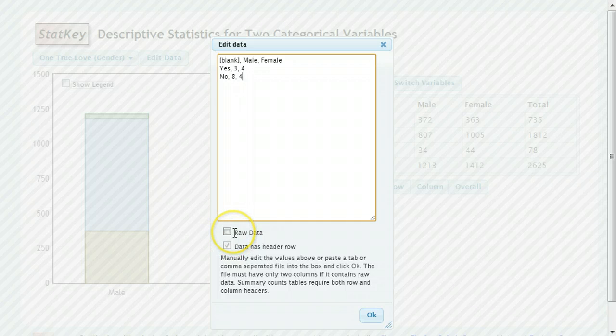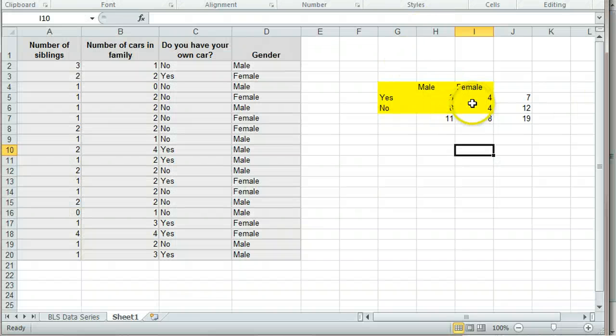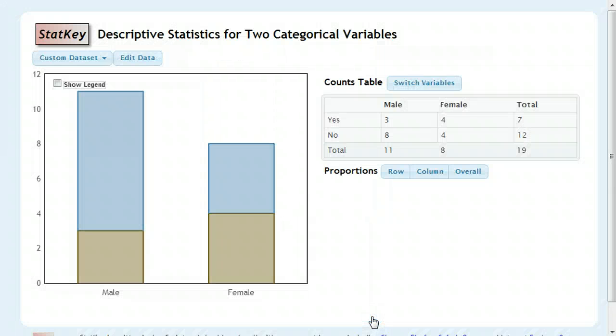And raw data is unchecked because this is not raw data. This is I took the time to count this out data, so not raw data, and I click OK. And then I get the same table that I was just looking at. I have male and female on top. I have yes and no on the left side here, and then it breaks down how many are in each box. And you'll see that it gives me the same information on the totals as I had calculated by hand.